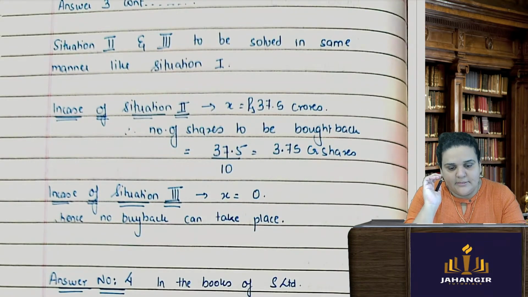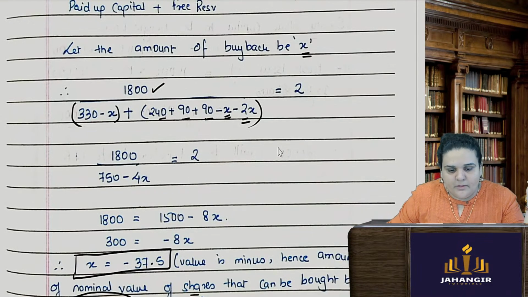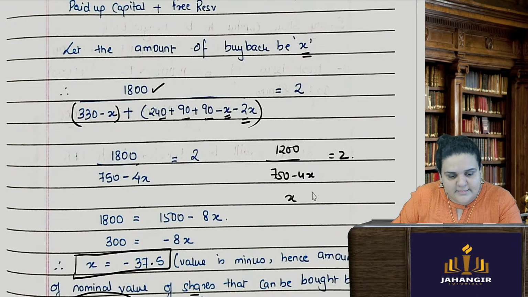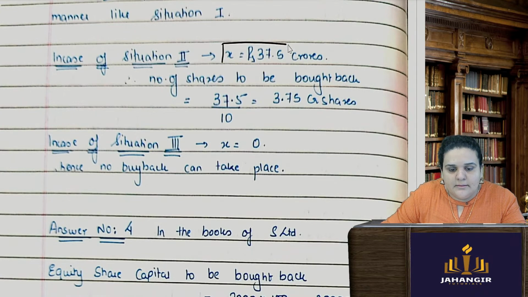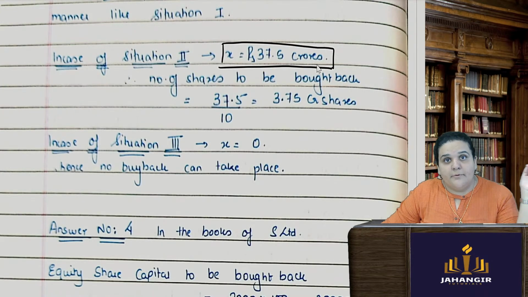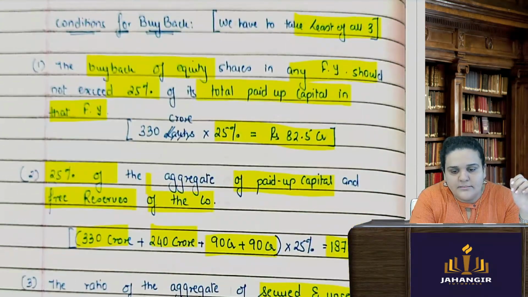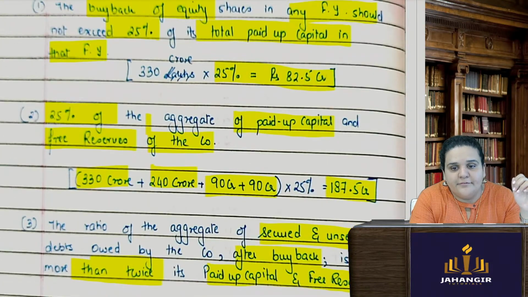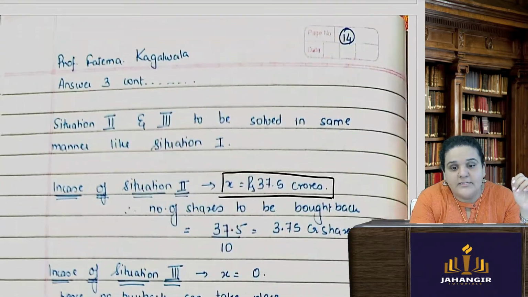Let's go to the second situation. Everything will remain the same, only in this third condition, instead of 1800, it will become 1200. So you will solve it as 1200 upon 750 minus 4x is equal to 2. In this case, you will get the value of x as rupees 37.5 crores. It is the least of all the three conditions. In the first condition it was 82.5. Second condition, 187.5. So, last condition, 37.5 crores.